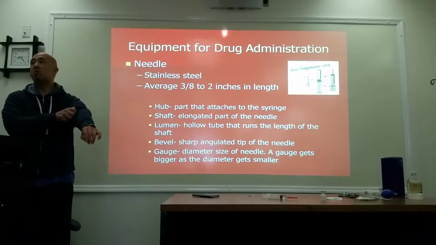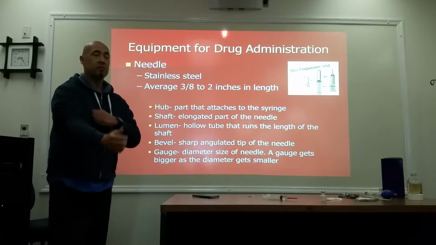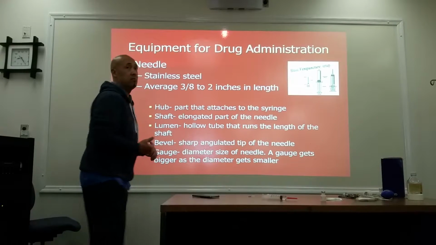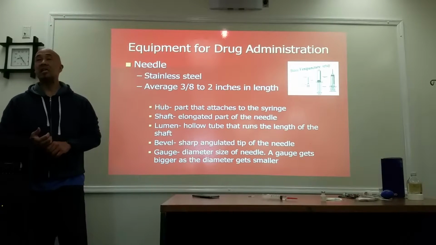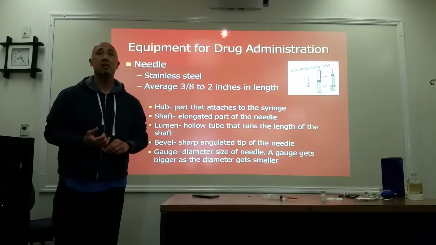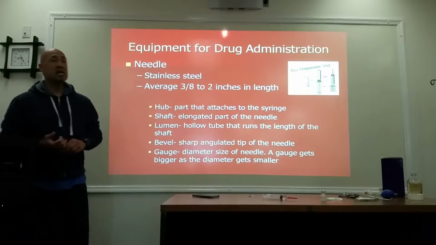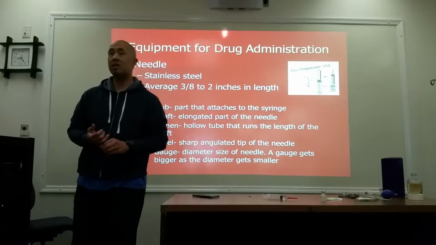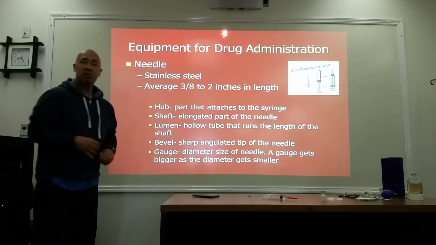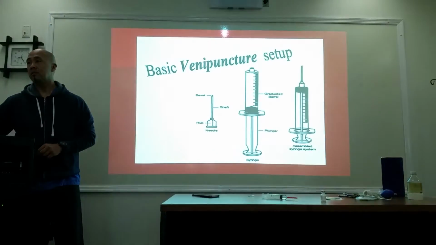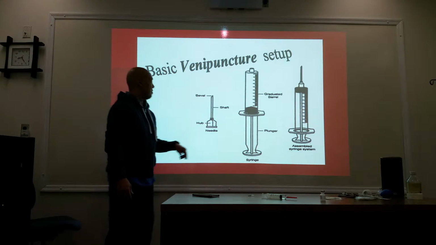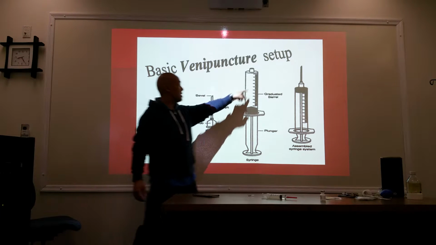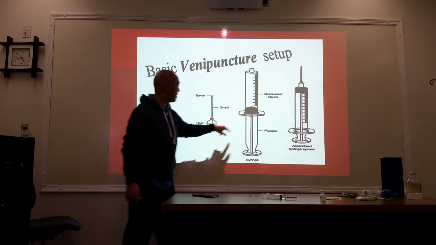Okay, the equipment for drug administration that's going to be needed. First one here is the needle. The needle is of stainless steel, okay? It is metal, and it averages anywhere between 3/8 of an inch to 2 inches in length. You have the different parts of the needle. You've got the hub, which attaches to the luer. This is the luer end of the syringe.